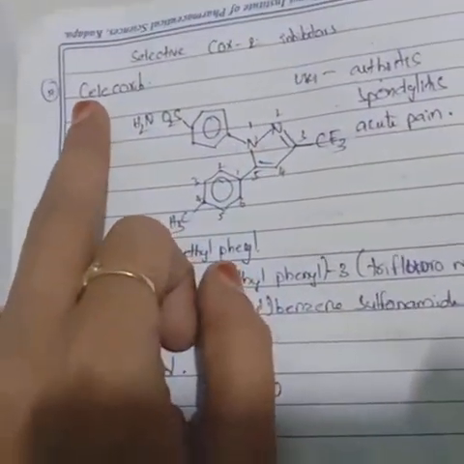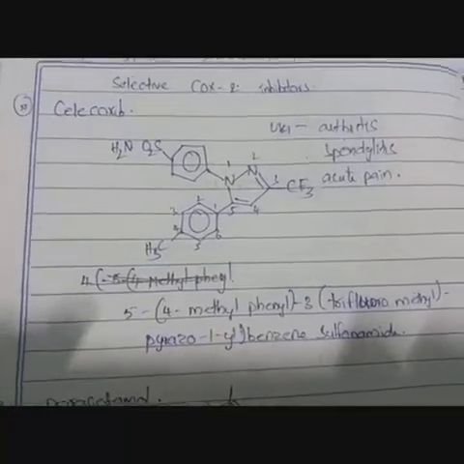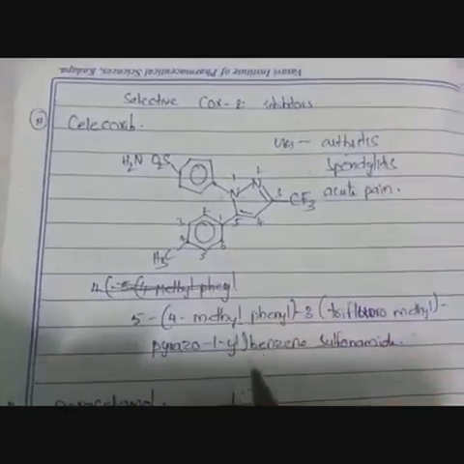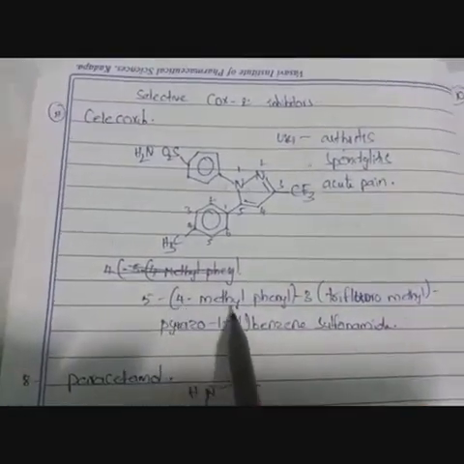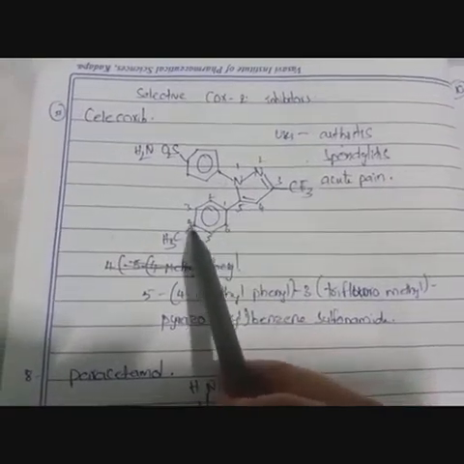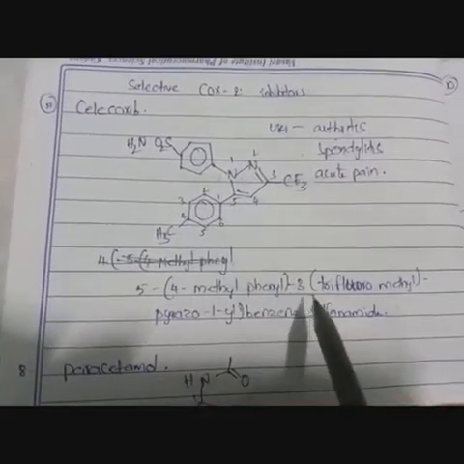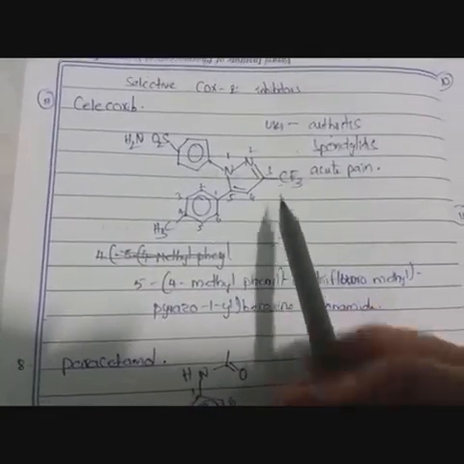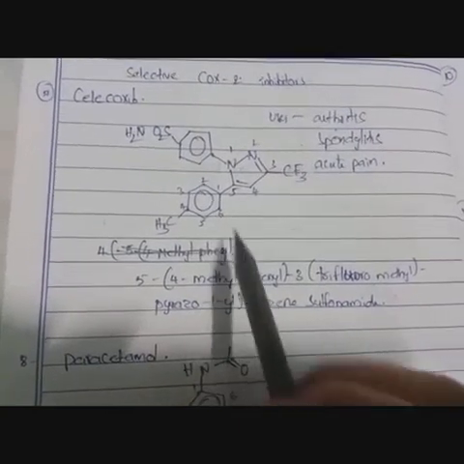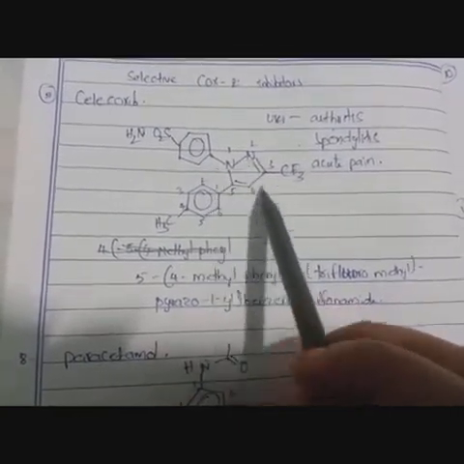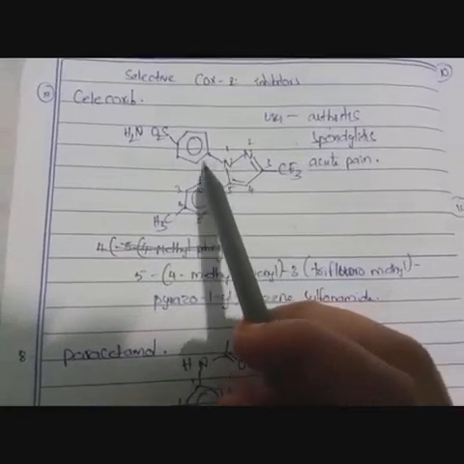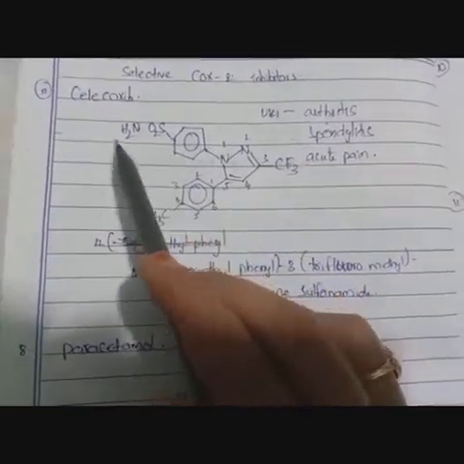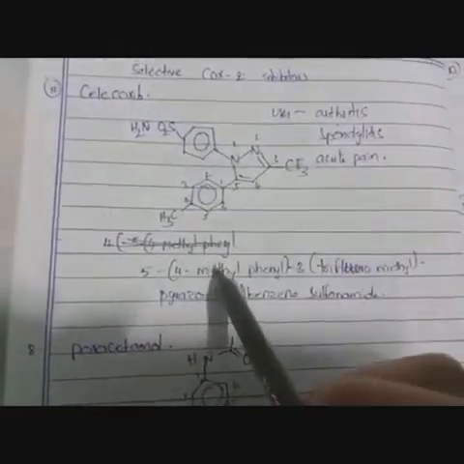See here, celecoxib. So see, this is the celecoxib. See the IUPAC name: 5-(4-methylphenyl). At the 5th position, 4-methylphenyl group is attached, and at the 3rd position, trifluoromethyl group is there. Pyrazol-1-yl. At the 1st position, attachment is there. Benzene sulfonamide. This is the benzene sulfonamide. This is the IUPAC name for this celecoxib.